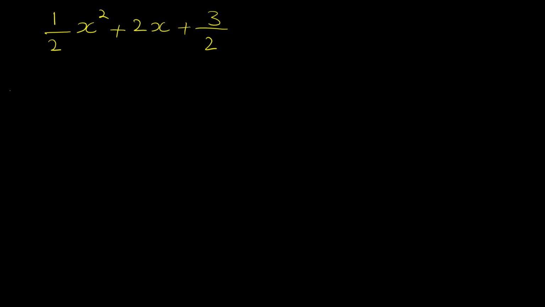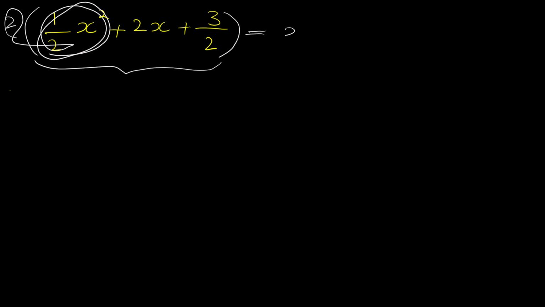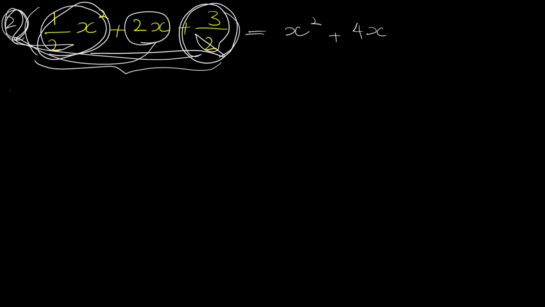How? Simply multiply all of this expression by 2. If we multiply all of this expression by 2, what happens? 2 times 1/2 x to the 2 is x to the 2. 2 times 2x is 4x. 2 times 3 over 2, the 2 with 2 cancels, and we have only 3.